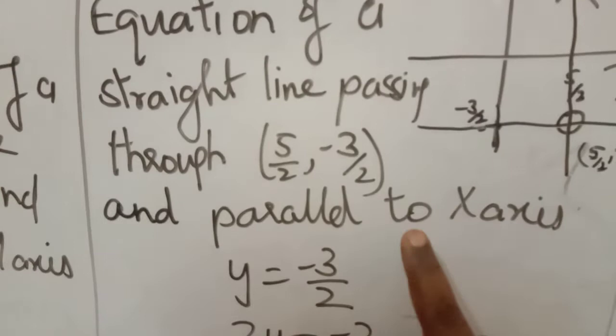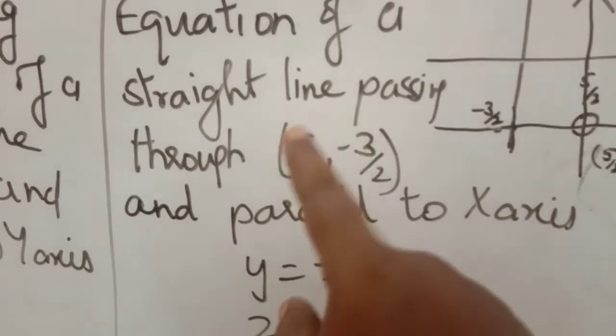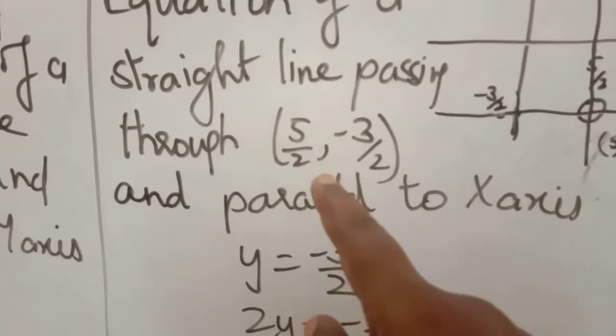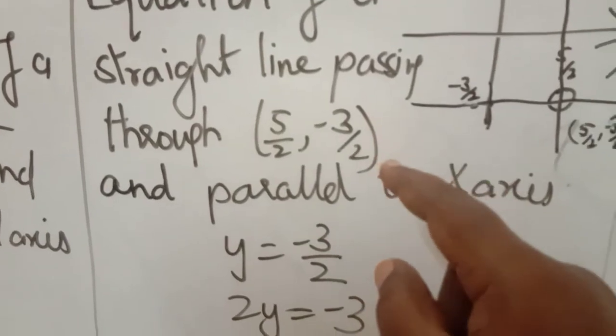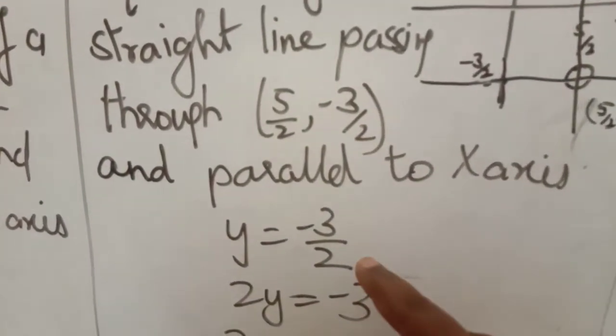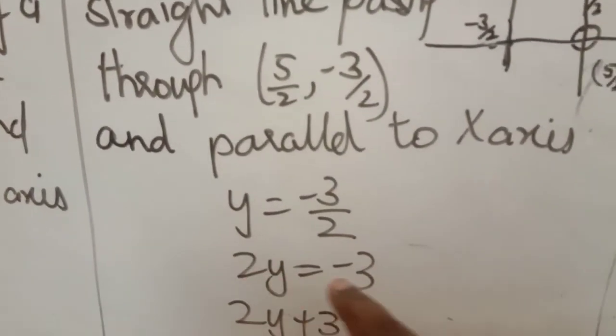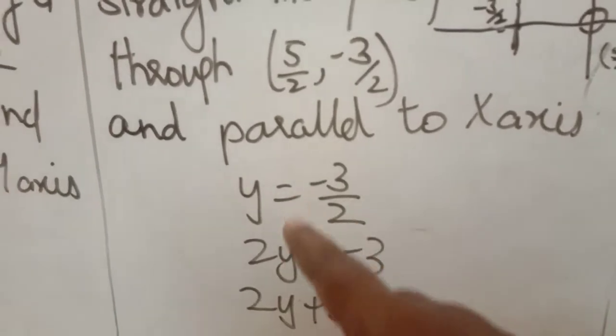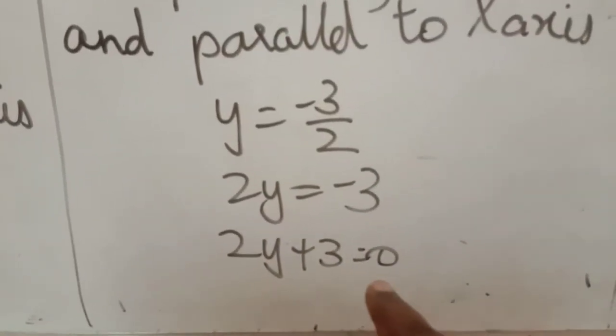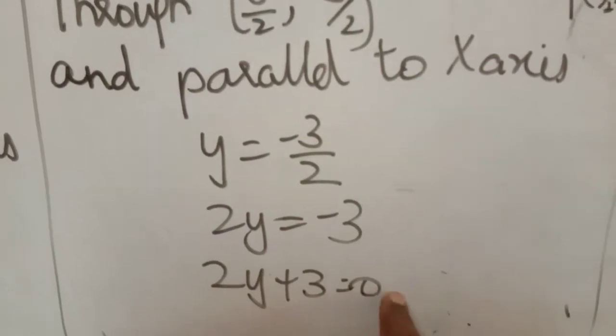So parallel to x-axis means we have to write y is equal to. What is the x coordinate and y coordinate here? X coordinate 5 by 2, y coordinate minus 3 by 2. So y is equal to minus 3 by 2. Cross multiply, 2y is equal to minus 3. Minus 3 bring it to the left hand side and 2y plus 3 is equal to 0. That is the required equation.